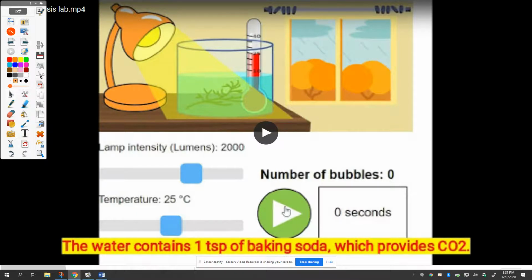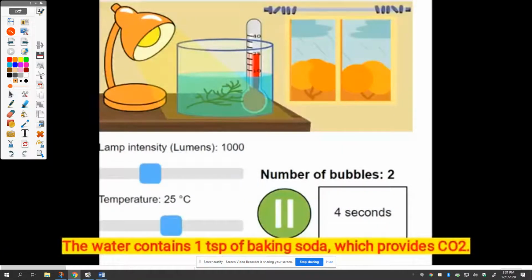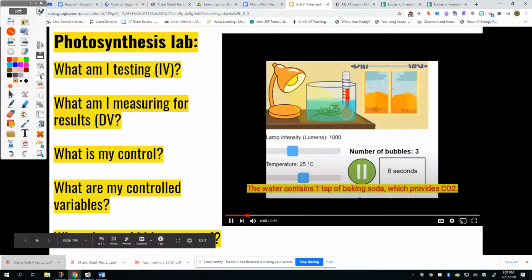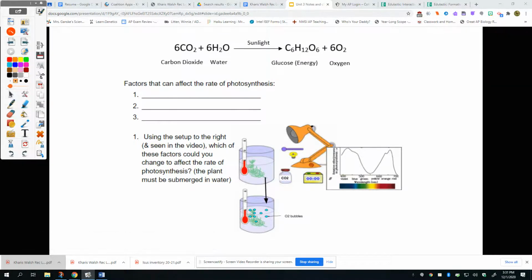I hope this has been helpful to you. If you weren't here, if you have questions, please feel free to email me or ask when you get back to class. I really don't mind helping at all. Photosynthesis can get confusing. This is what the lab document will look like. Hopefully you printed it out.